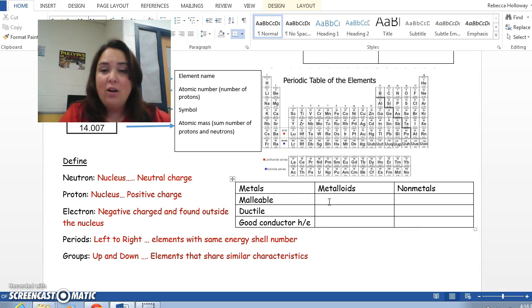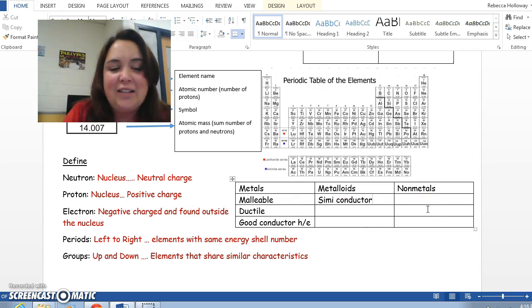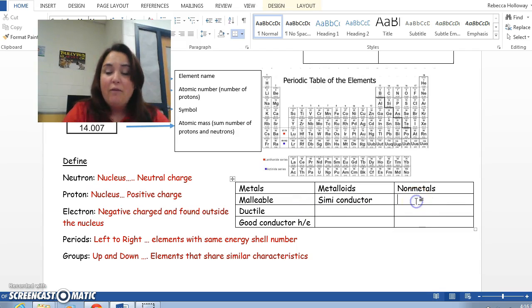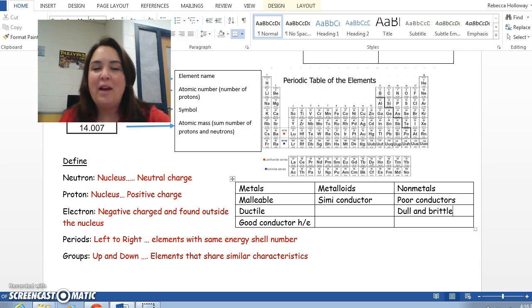Your metalloids, again, metals are over this huge chunk. Metalloids are pretty much touching that little stair step. These are semiconductors, meaning in some areas they'll be conductors, in some areas not. And typically they have characteristics of both, the metals and nonmetals, just not as significant as the metals and nonmetals themselves. Finally, you have your nonmetals, very poor conductors. And if they are in solid form, they're going to be dull and brittle, so they're not going to be as strong as your metals.